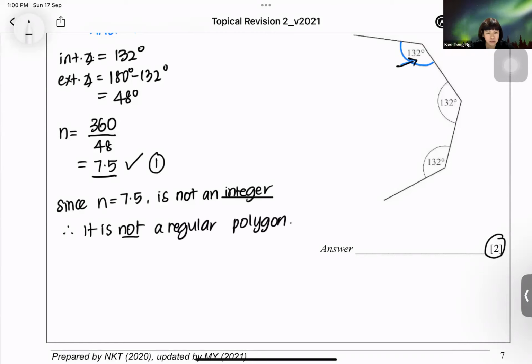Okay, have you gotten the concept? If the question is such that you find the answer n and it happens to be an integer or whole number, then yes, it can be a regular polygon. All right, have you gotten your answer? Let's continue to the next question.